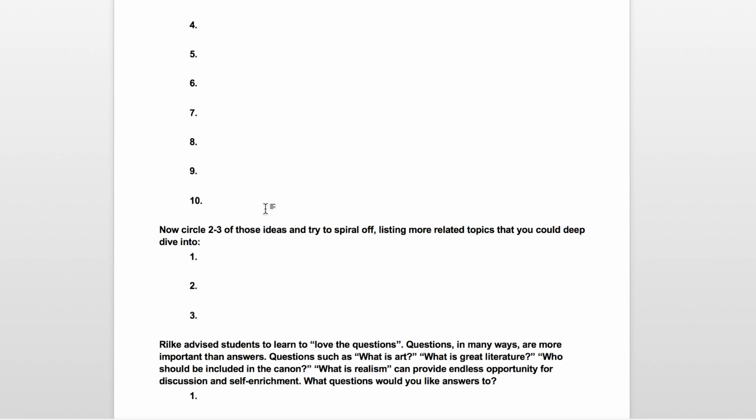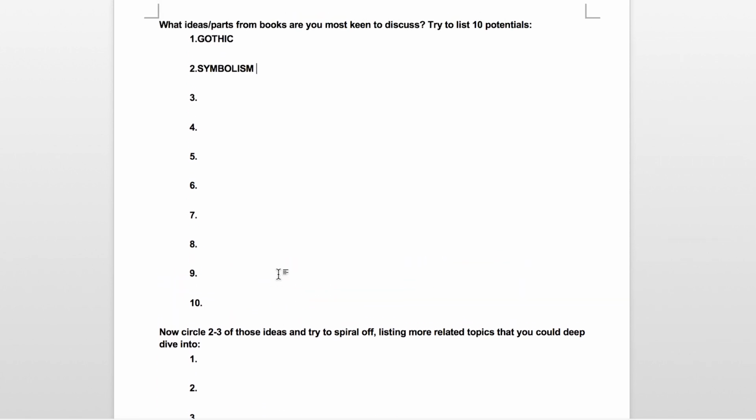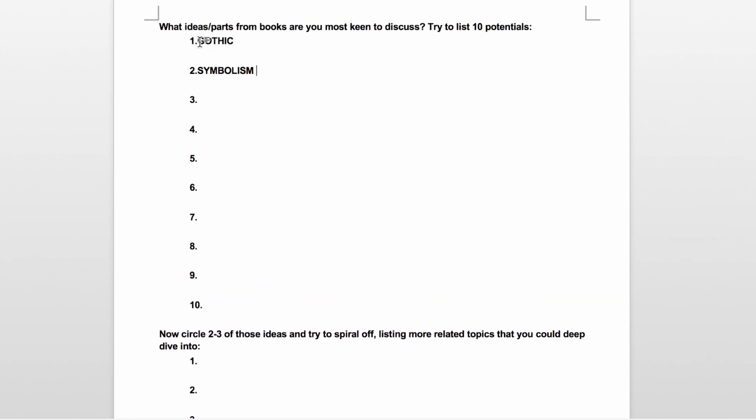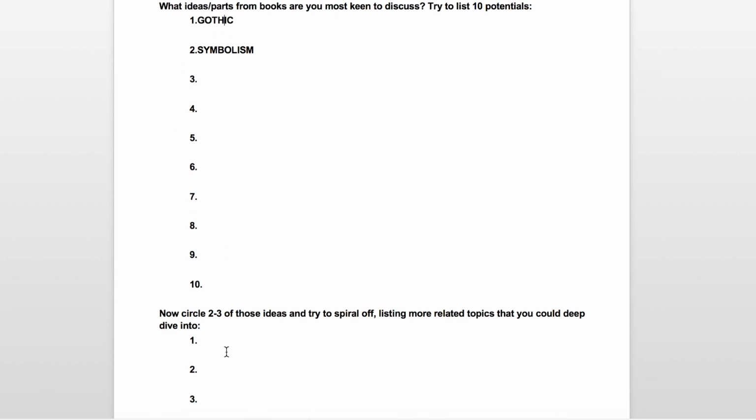Then you circle 2 or 3 of those ideas and try to spiral off, listing more related topics that you could keep deep diving into. So, for example, if you've gone through and you think, all right, out of all these, I really like the Gothic, then go down and say, where am I going to go next for the Gothic? It could be authors, it could be sub-ideas, it could be ages. There's the Southern Gothic over in America. Whatever, you get the idea.